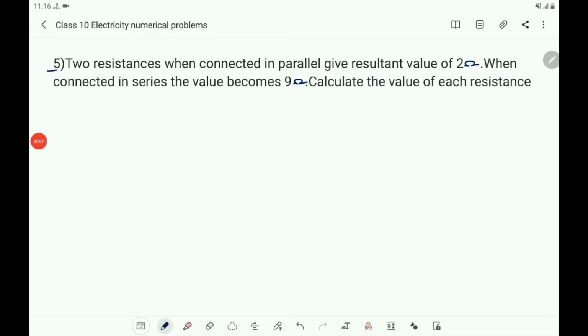Now you take the fifth question. Two resistances when connected in parallel give resultant value of 2 ohm. When connected in series, the value becomes 9 ohm. Calculate the value of each resistance. So let us consider, here it is said that there are two resistances. Let R1 and R2 be two resistances.